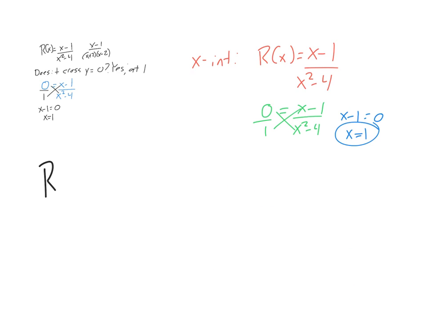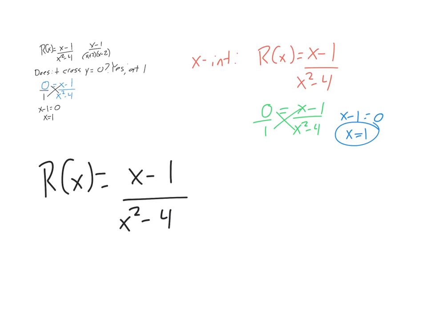Okay, now the last thing we're going to do is find the y-intercepts. So I've got my function r of x equals (x minus 1) over (x squared minus 4).